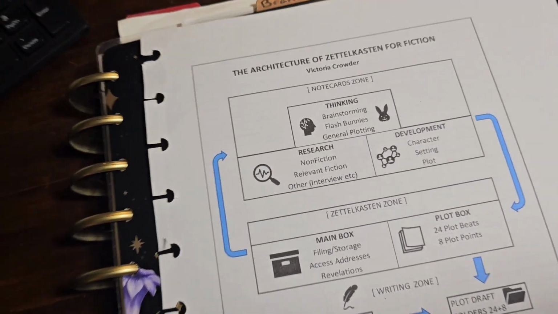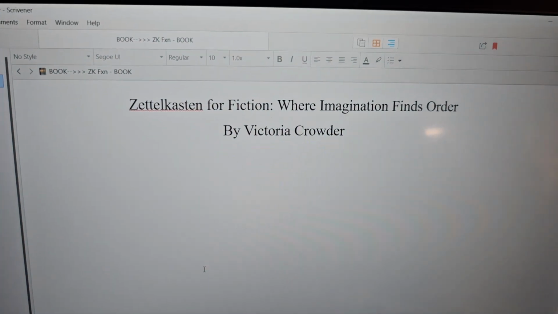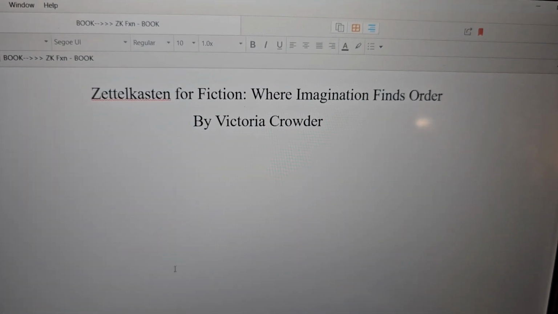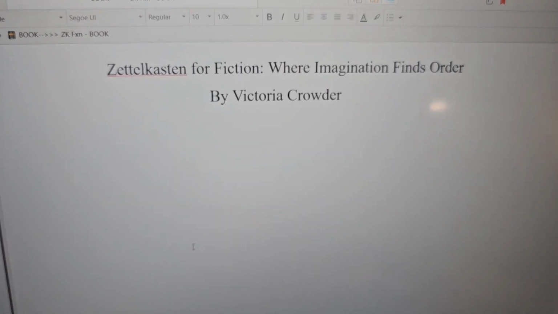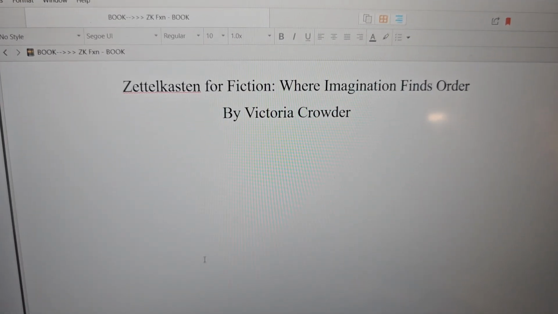Tomorrow we will tackle another aspect of the Zettelkasten for fiction, where imagination finds order. I will continue writing. My goal is to get another chapter finished by the end of tomorrow, and then start doing a little bit of editing and sorting.